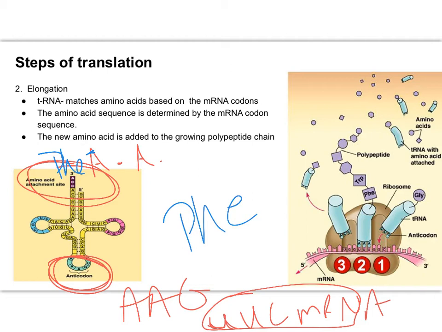Because remember, tRNAs are recycled. They basically drop the amino acid off, and then they'll go back and pick up another one. But again, that amino acid is going to be exactly the same. They don't go back and pick up a different one. So the tRNA is going to match the amino acid that it's bringing, it's going to pair up based on the mRNA codons. And the amino acid that it carries is consistent. So the new amino acid is going to be added to the growing polypeptide chain. So this is the elongation part.